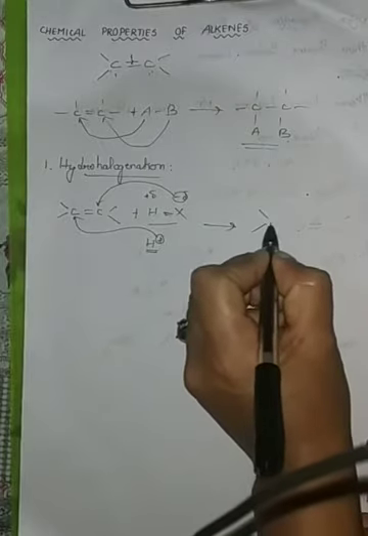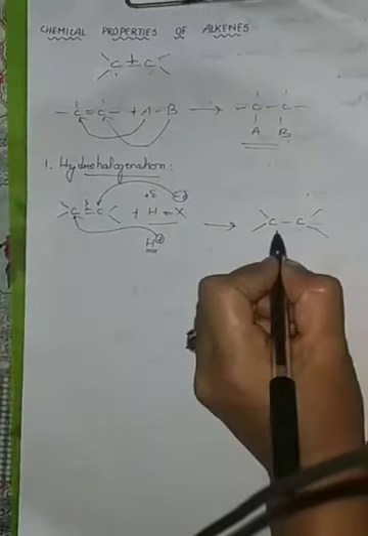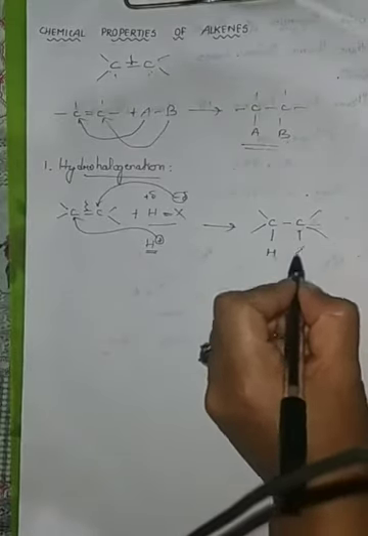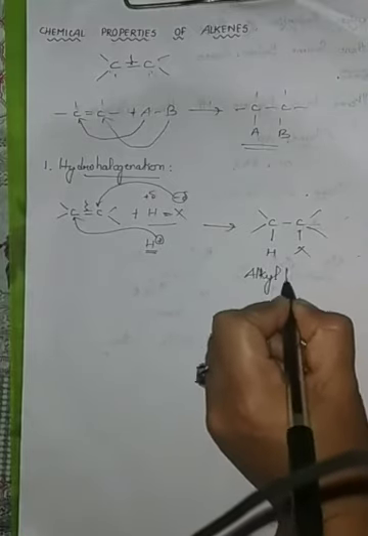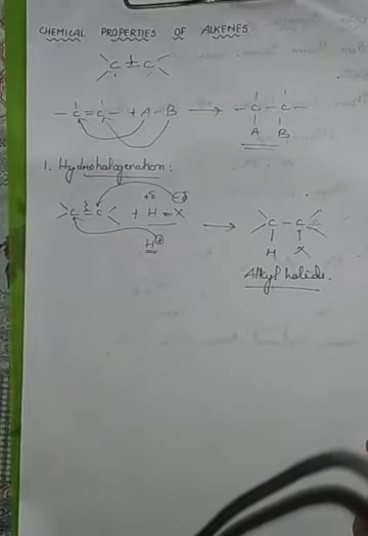Therefore, since there is breakage of one bond, the hydrogen would be attached here and our halogen would be attached here. Therefore, alkyl halides would be formed in this case.